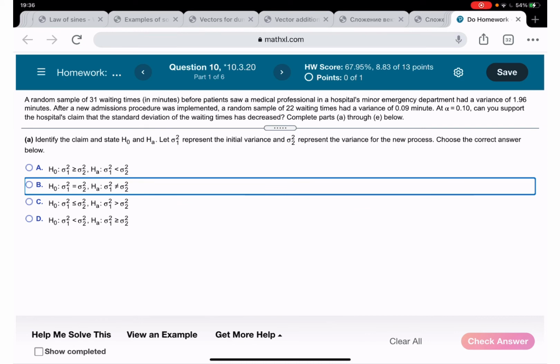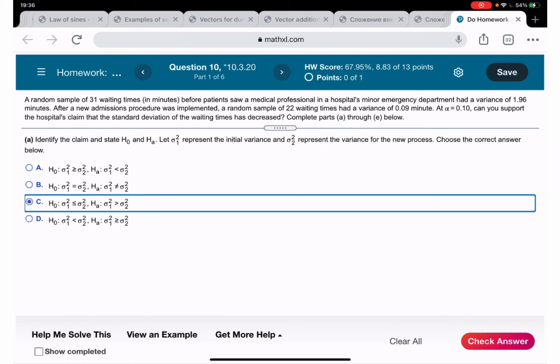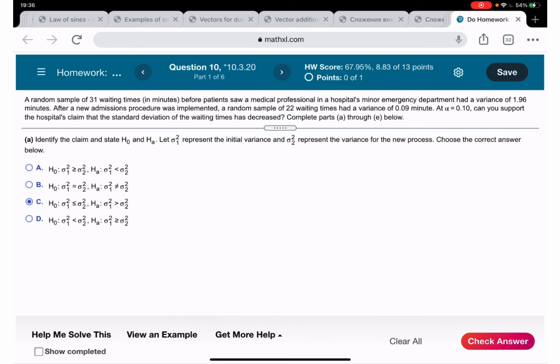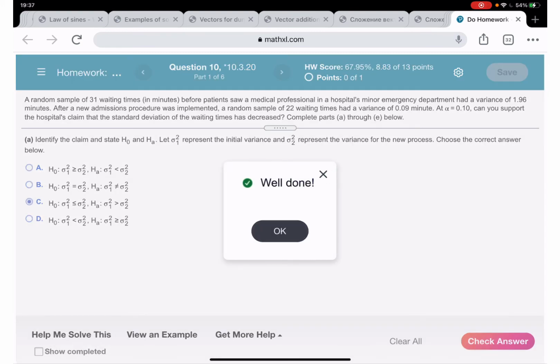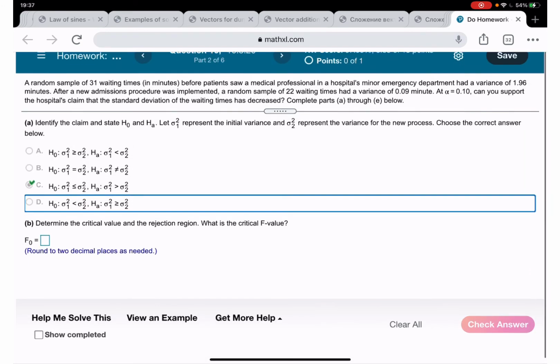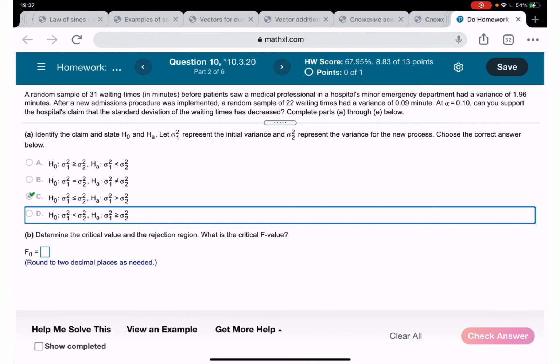Well, it hasn't increased. Okay, well, we are going to test it. So we are looking at greater, right? So has increased, which means sigma 1 squared is greater than sigma 2 squared. Okay, well done. Next we are going to determine the critical value and rejection area.